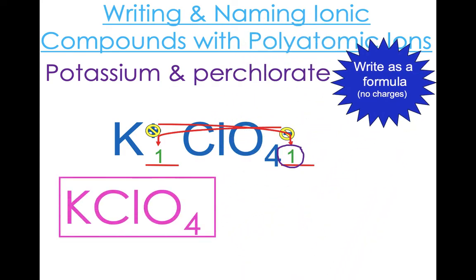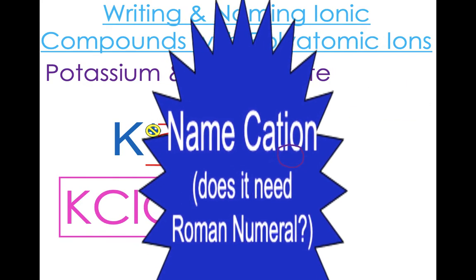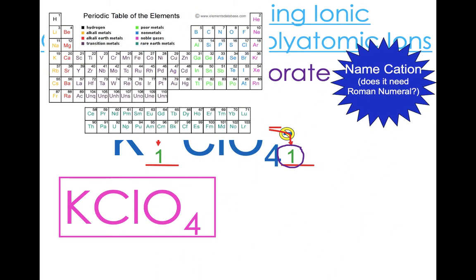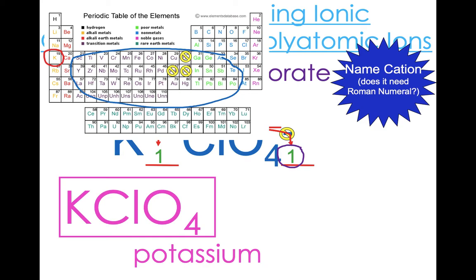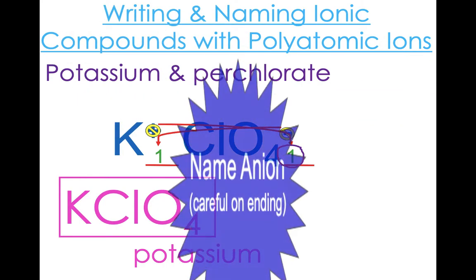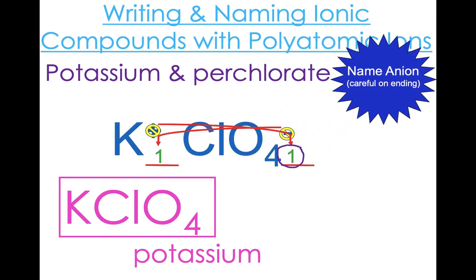Naming it, does the cation need a Roman numeral? Potassium's in group 1, so it's not part of our little section over here. So it does not need a Roman numeral, so we're just going to name it as potassium. And then the anion ClO4 is going to be the perchlorate ion, so we're just going to name it as perchlorate. So the name of this is called potassium perchlorate.